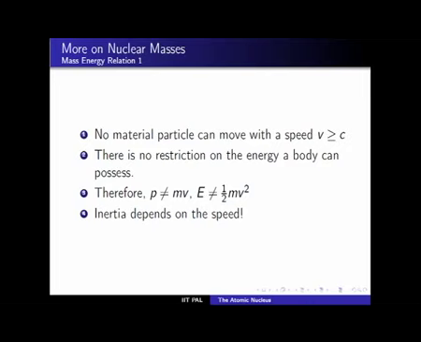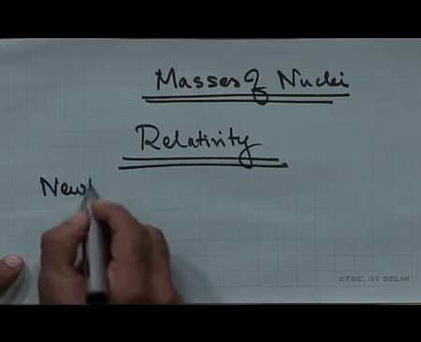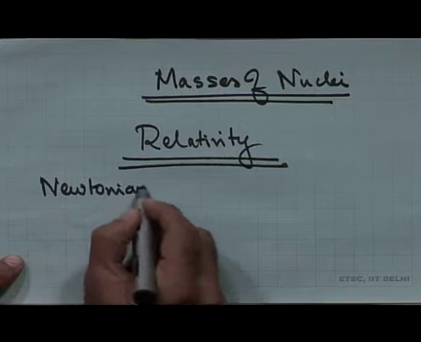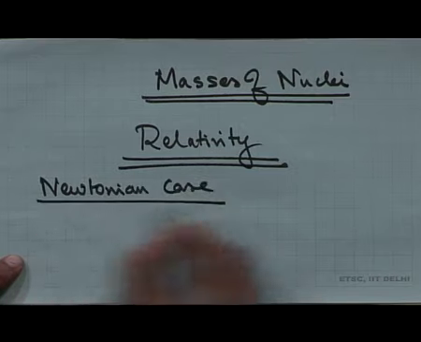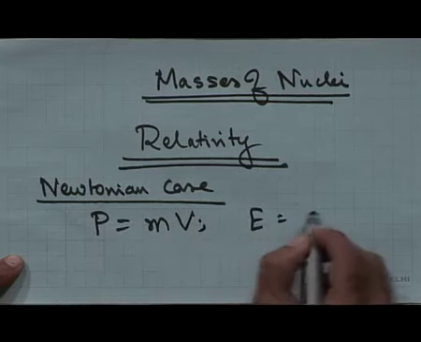And what is the problem? If, speaking classically, let me come back to this. If I look at, for example, the Newtonian case, P equal to mv and E equal to half mv squared.